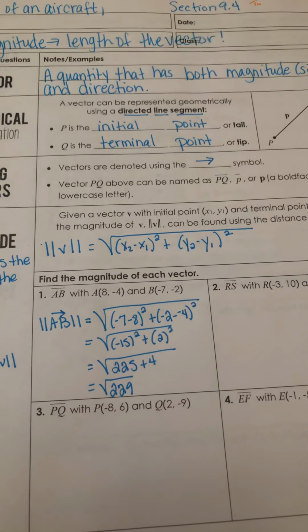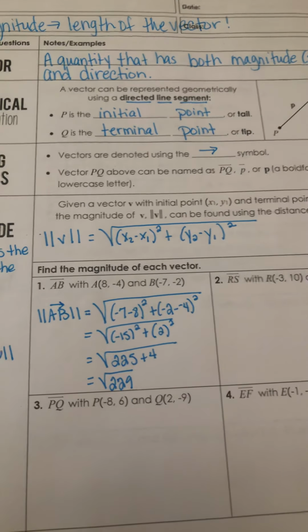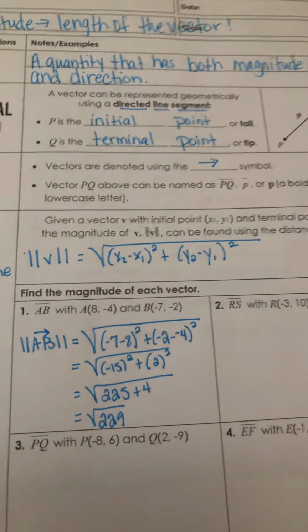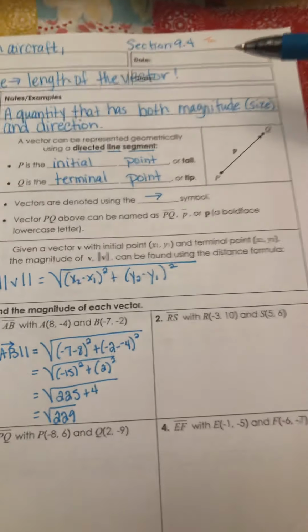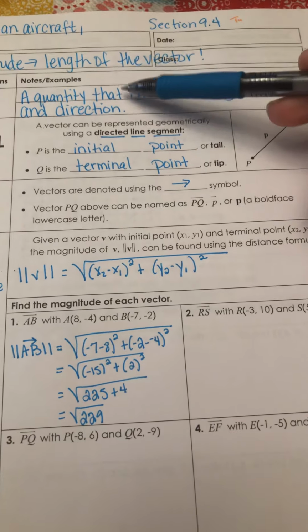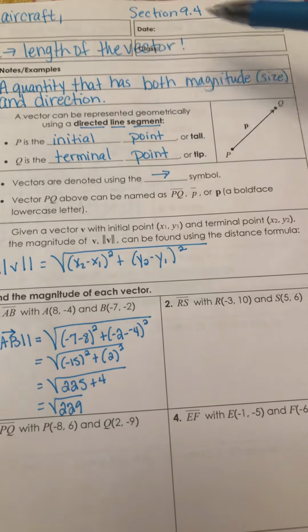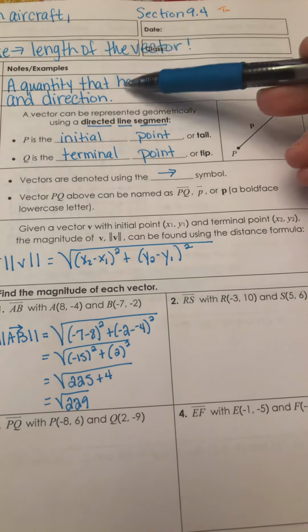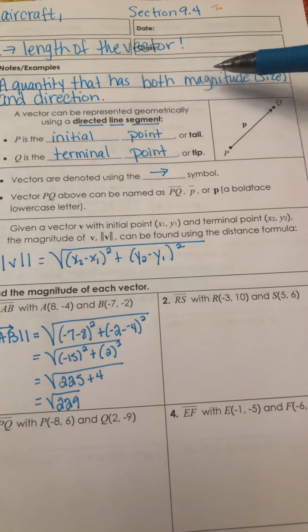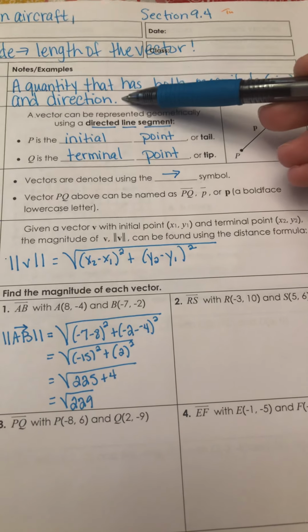All right, today we're going to talk about vectors, what they are, how to find the magnitude, and so on and so forth. First, let's talk about what a vector is. The definition of a vector is a quantity that has both magnitude and direction. So it has two parts, magnitude and direction.